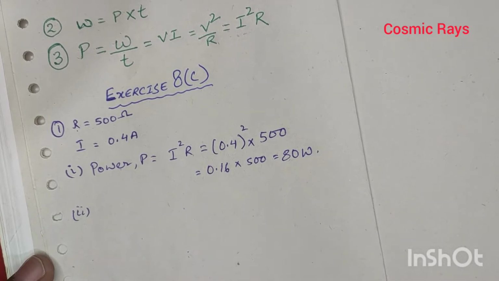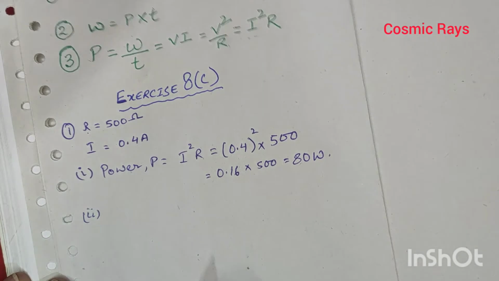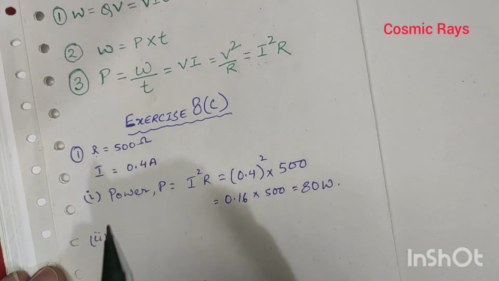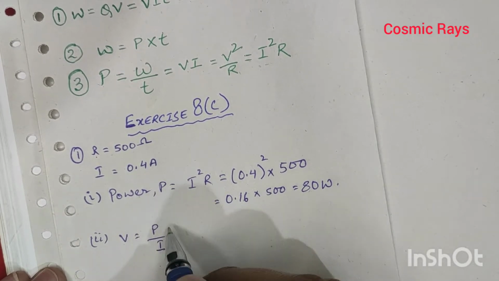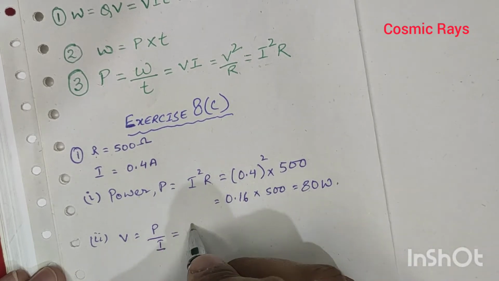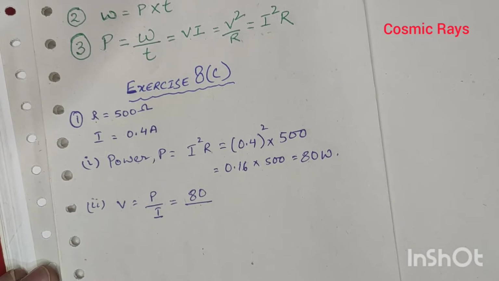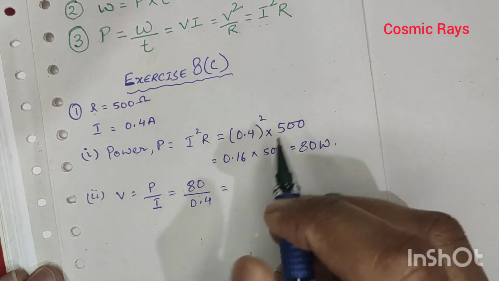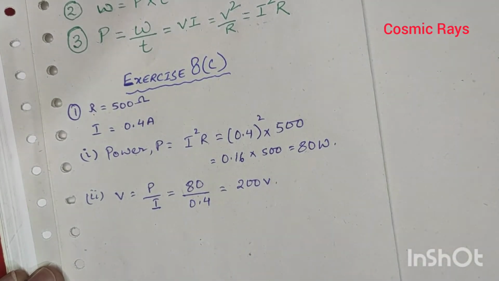The second part of the question asks us to find out the potential difference. Now potential difference can be found out. We have the formula P is equal to VI. So from here V will be equal to P upon I. We have calculated the power to be 80 watt divided by the current, which is given as 0.4 ampere. So when we divide it, it comes to 200 volts.